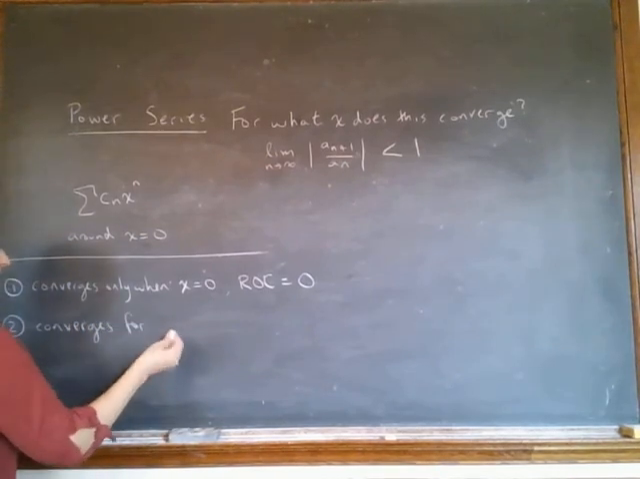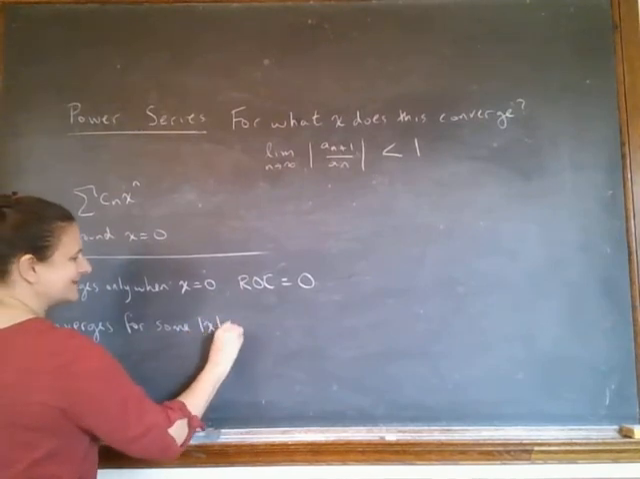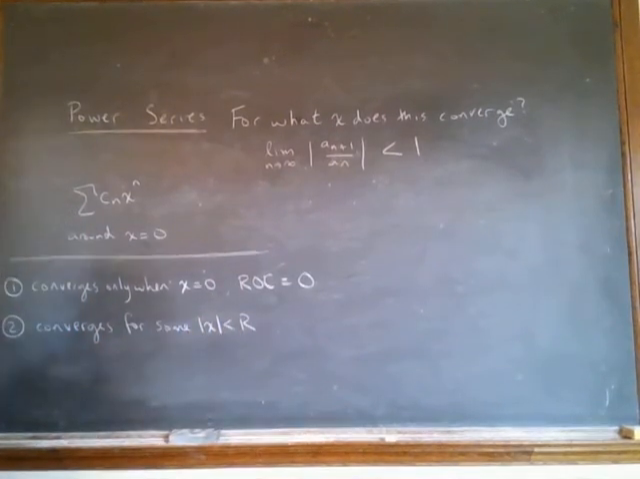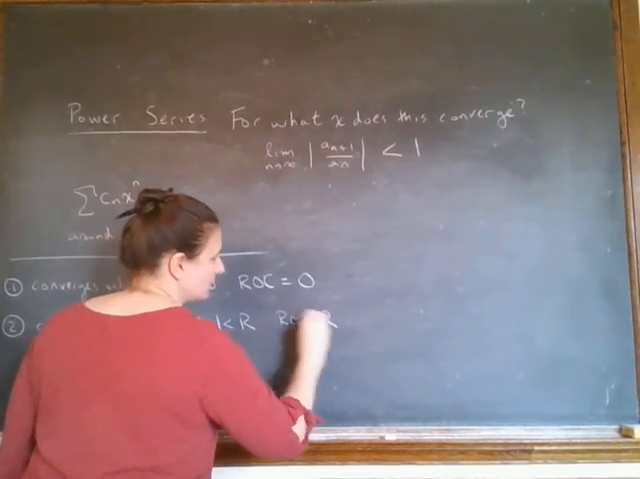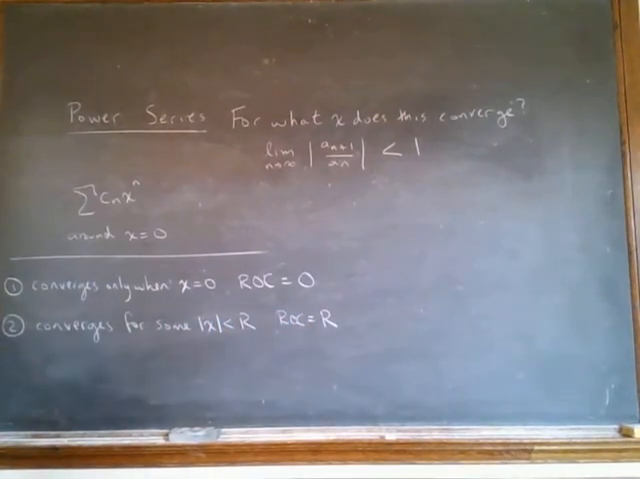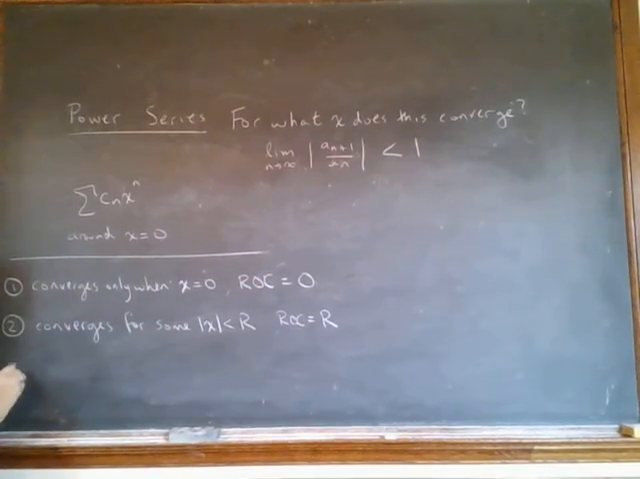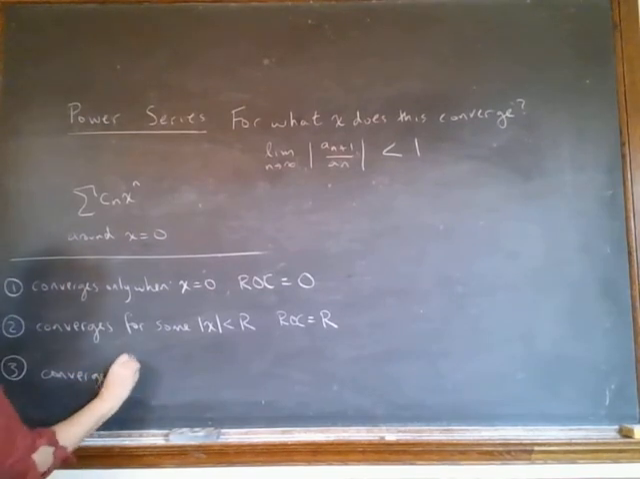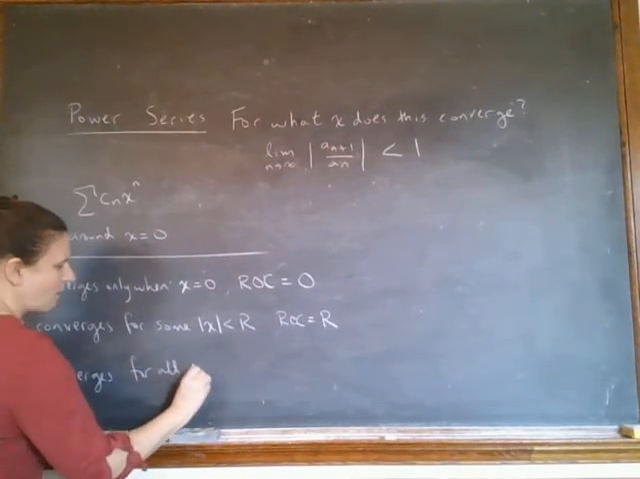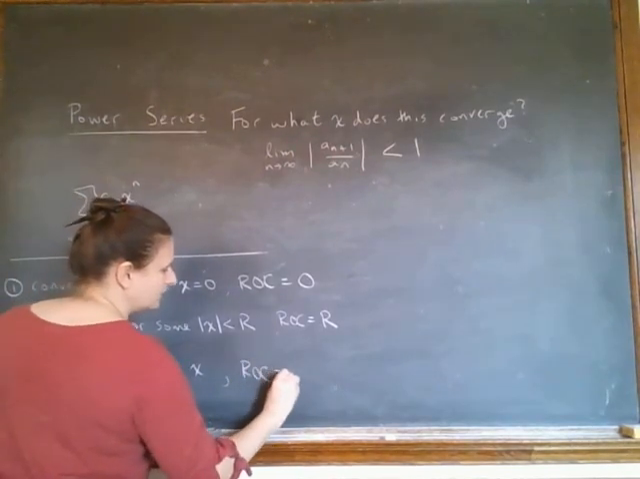Second, it converges for some absolute value of x less than r. We'll call it r. Radius of convergence is r. In our example, it was 1/3. Third possibility, it converges for all x, and in this case, the radius of convergence is infinite.